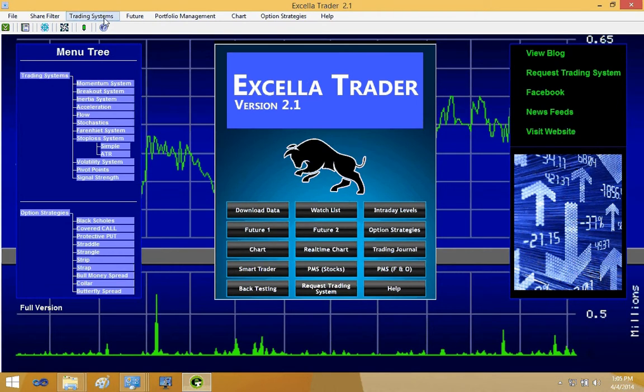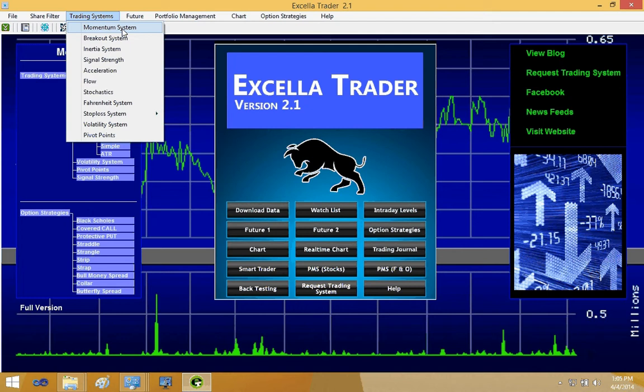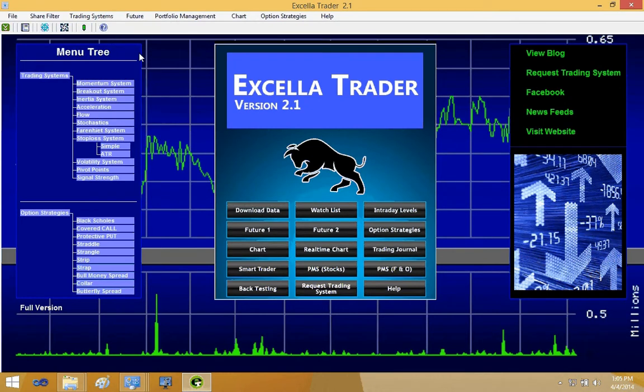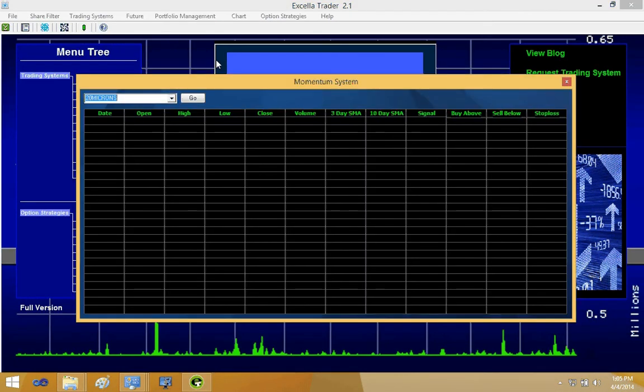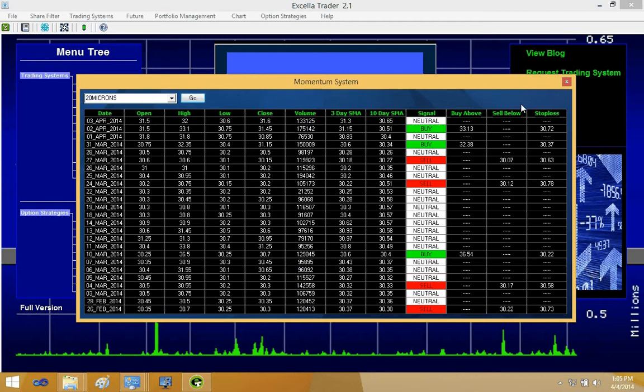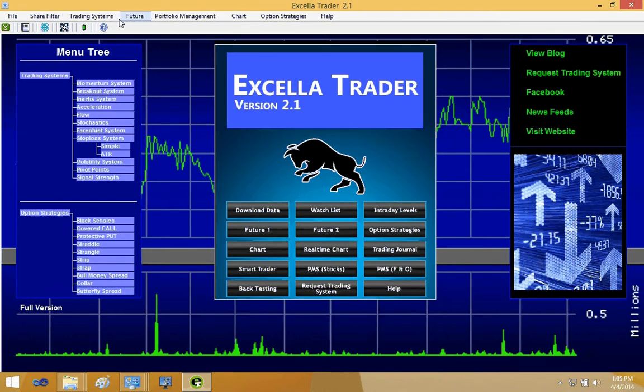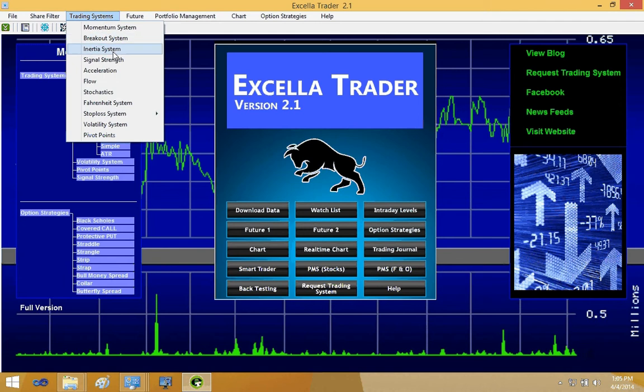We'll go to the trading systems one by one. After downloading the data from the NSE server, all the shares will be passed to different trading methods and algorithms. First, the shares will be passed into the momentum system and will calculate the momentum. Then the shares will go to breakout, inertia, signal strength, acceleration, flow, stochastic, and finally the Fahrenheit system. We are using several conventional formulas to find out the strength and momentum of the shares, along with certain unique formulas.